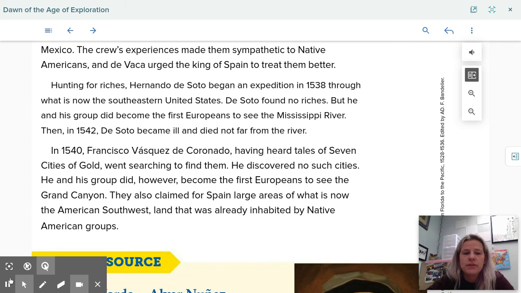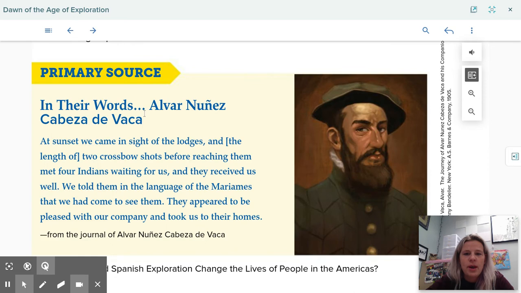So we have a primary source here, and this is, in their words, Alvar Núñez Cabeza de Vaca. "At sunset, we came in sight of the lodges and the length of 2 crossbow shots before reaching them met 4 Indians waiting for us, and they received us well. We told them in the language of the Marimames that we had come to see them. They appeared to be pleased with our company and took us to their homes." And this was from the journal of Alvar Núñez Cabeza de Vaca.